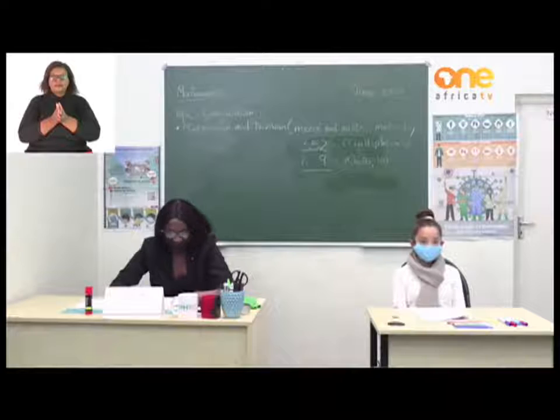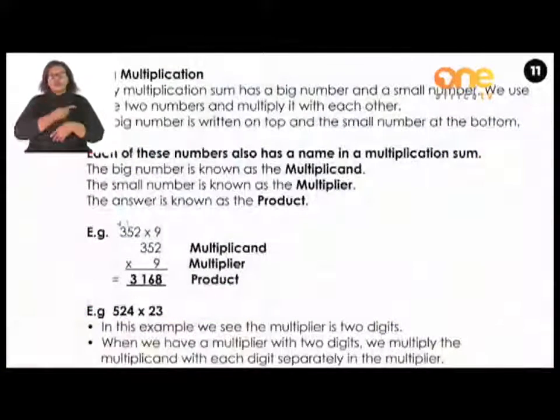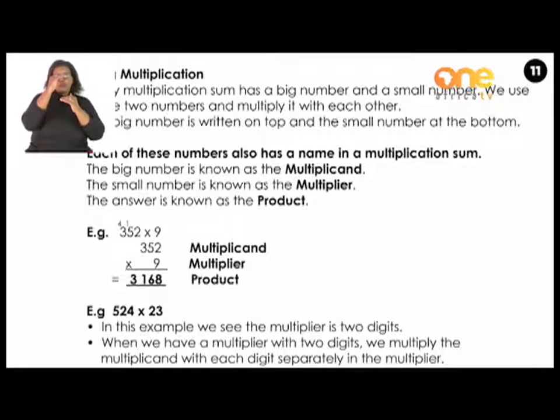Yes, boys and girls, let's quickly go to page 11 with long multiplication. Every multiplication sum has a bigger number and a smaller number. We use these two numbers and multiply them with each other. The bigger number is written on top and the smaller number at the bottom. Each of these numbers also has a name in a multiplication sum. The bigger number is known as the multiplicand, the smaller number is known as the multiplier, and the answer is known as the product.